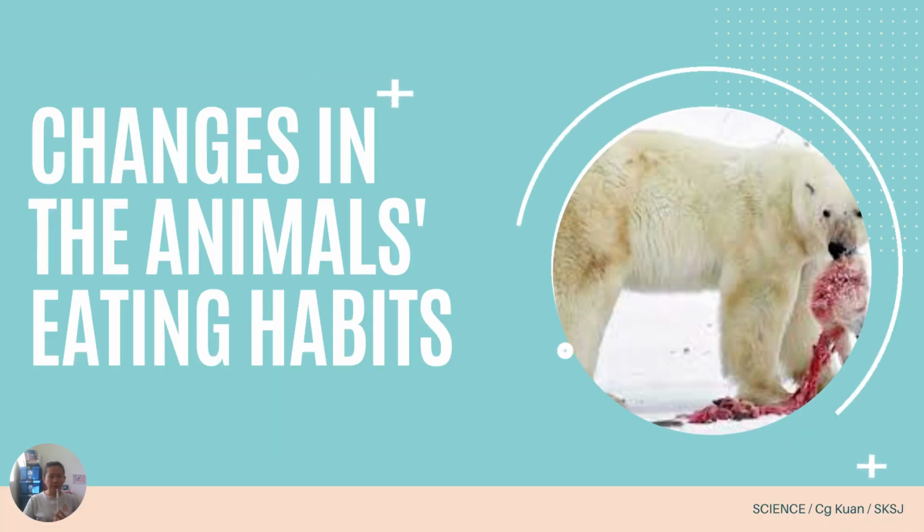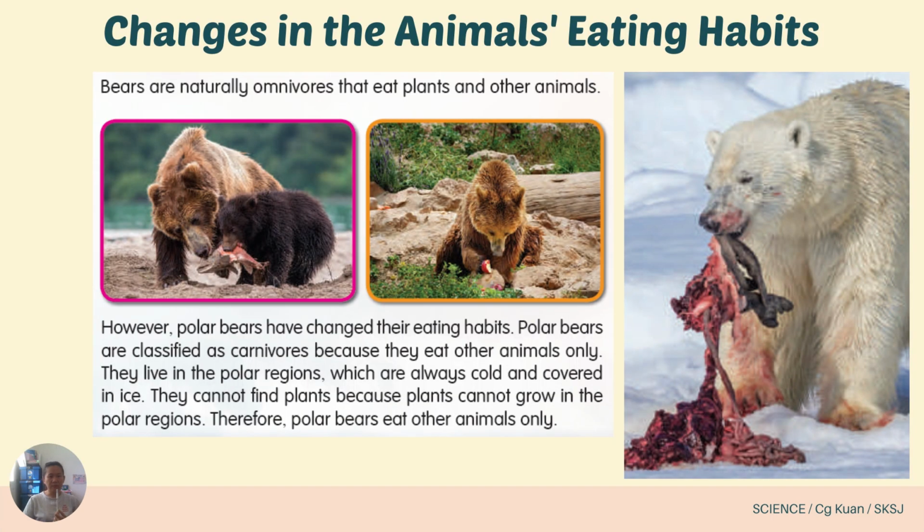Topic number 2, changes in the animals' eating habits. Bears are naturally omnivores that eat plants and other animals. However, polar bears have changed their eating habits. Polar bears are classified as carnivores. They eat other animals only.